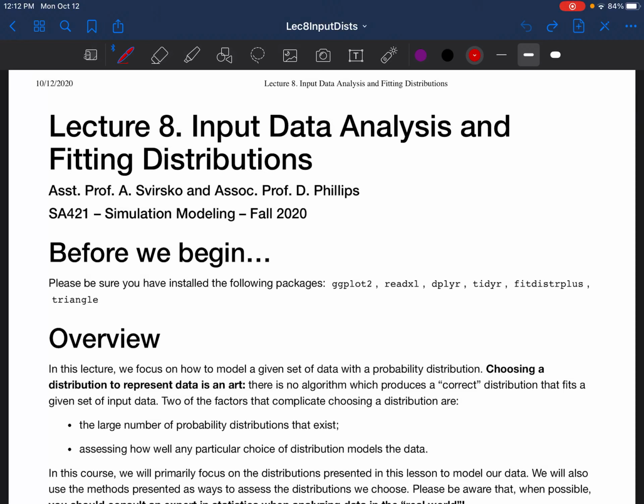Welcome to Lecture 8. This is the first part of 3. I'm going to be talking about input data analysis and fitting distributions.